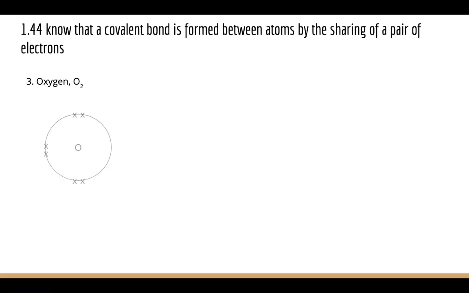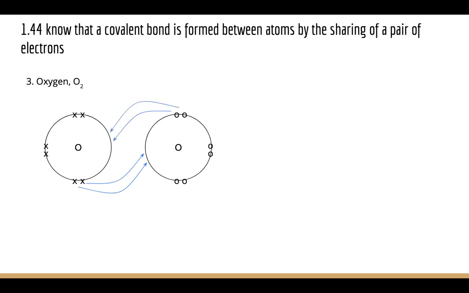Oxygen is also O2. Oxygen is in group 6, so 6 electrons in its outer shell. 6 electrons in its outer shell. Now here, the right-hand oxygen wants 2 electrons. It can only get it from the left-hand oxygen. The left-hand oxygen wants 2 electrons. It can only get it from the right-hand oxygen.